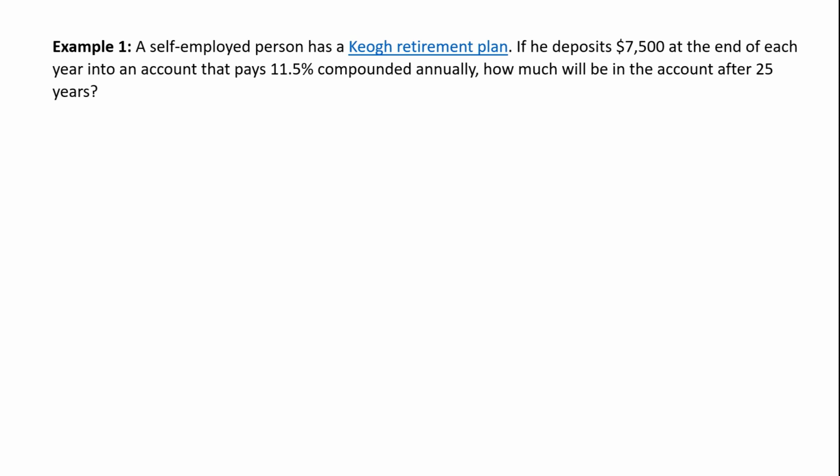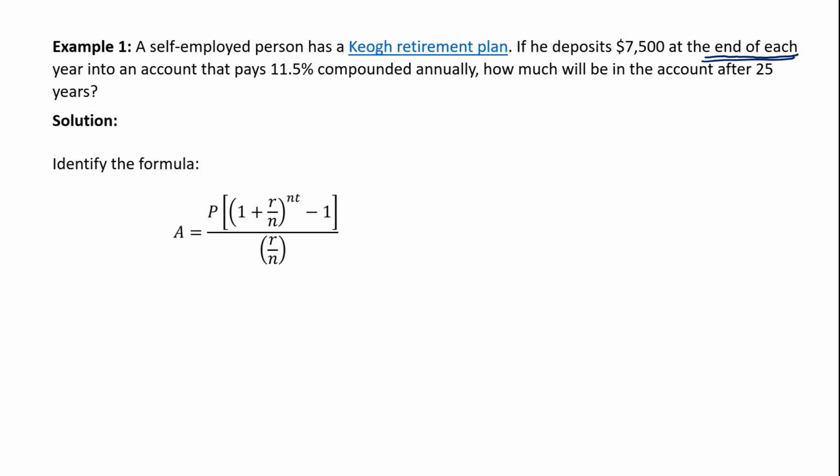The first clue that you have is you make periodic payments. That is, at the end of each something, you make a payment. Whereas previously, the problems we worked with simple interest and compound interest had one payment. Annuities, you have multiple payments. Let's identify our formula, and that is the ordinary annuity formula.